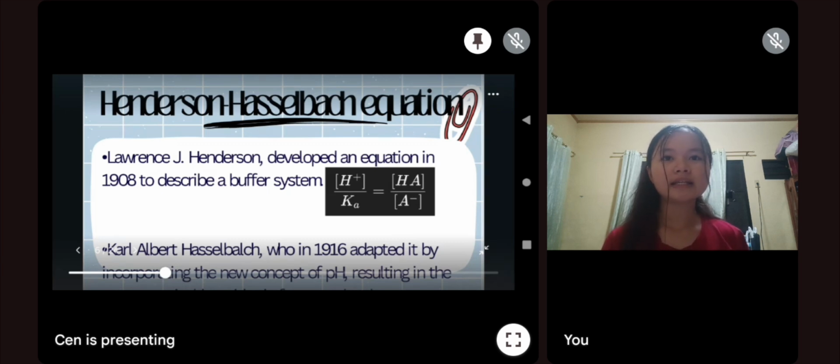Now in the solution, it is expressed that the relationship between the concentration of an acid and its conjugate base in maintaining an equilibrium. This is also the ratio of base to acid, which determines the hydrogen ion concentration in a solution. Now, in Karl Albert Hasselbalch's time in 1916, he modified the equation into its modern logarithmic form, which is widely used today. The solution of Karl Albert Hasselbalch and Lawrence J. Henderson will be shown later on in this lesson.